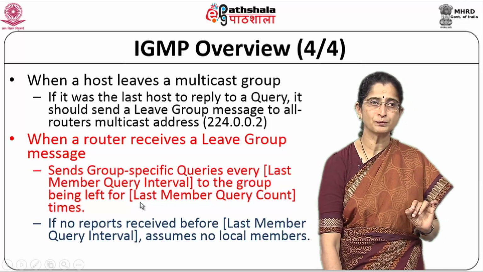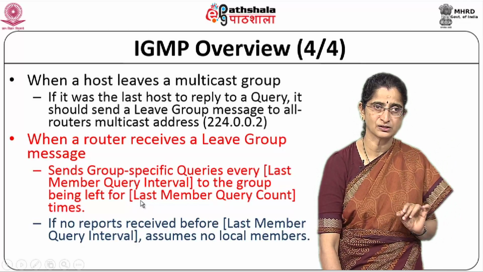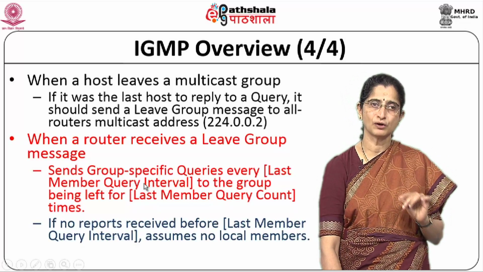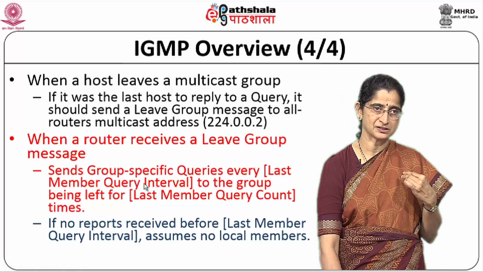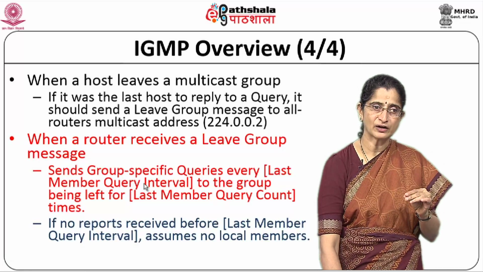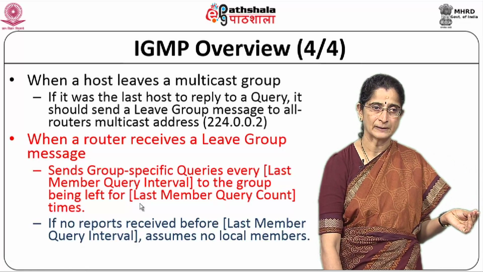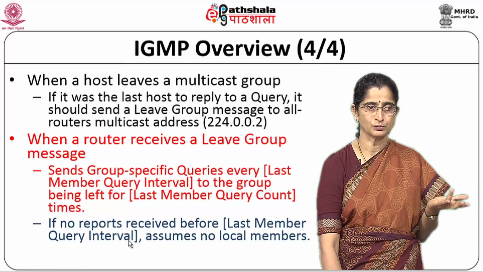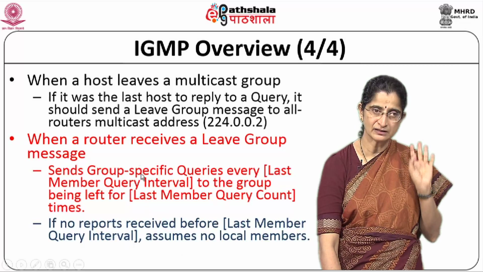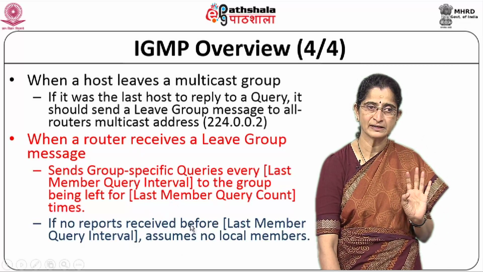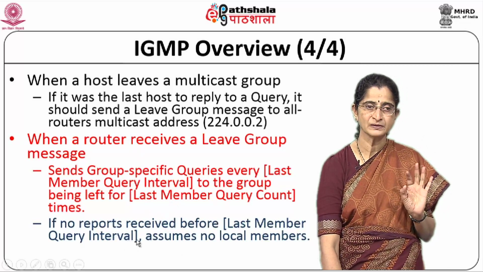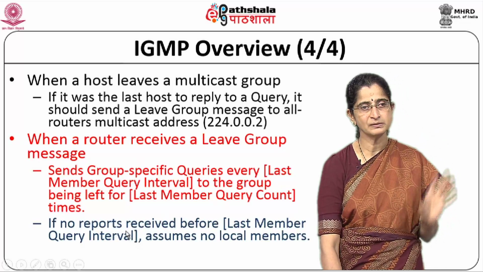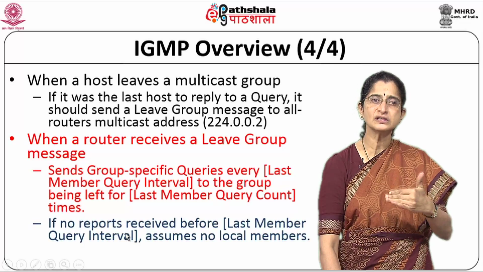Now, when it sends out a group specific query message, again the same process will take place. All the hosts which belong to that group, when they get that message, will wait for a random amount of time and one of them will send a reply. If nobody sends a reply, it means that there is nobody there who belongs to that group. So, if no reports are received by the router for some amount of time, which is called the last member query interval time, then it assumes that there are no local members, and it can remove that particular entry from its table, since there are no members now for this multicast group.